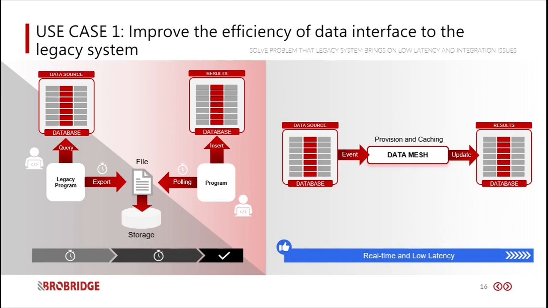Now, let's have a look at some use cases. The first case is about the implementation efficiency and delay in data exchange between new and old systems. With the traditional method, you usually have a program to load data to a middle file from the source database and another program to pull data from the middle file to update the destination database. You may have a schedule A for data query and schedule B for data insert. So the total exchange time is A plus B. That is the major factor that causes the delay.